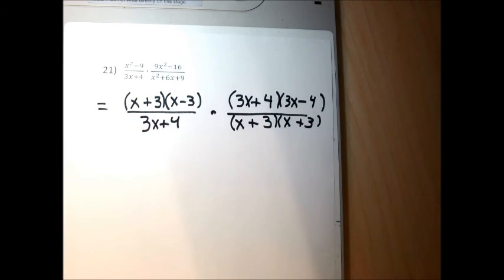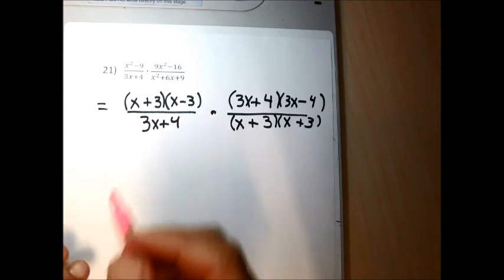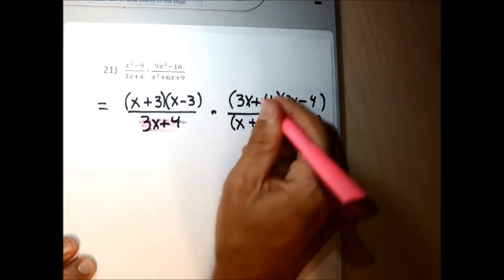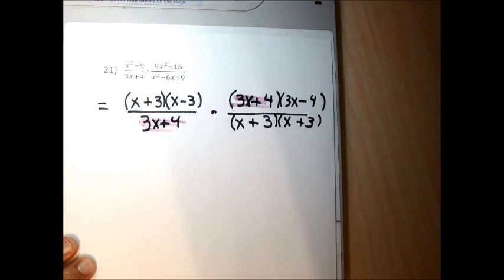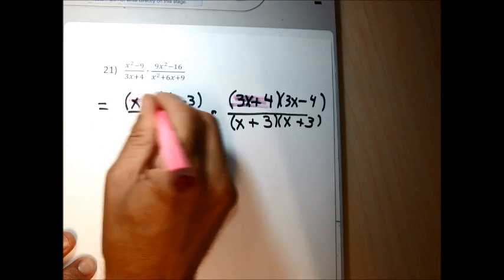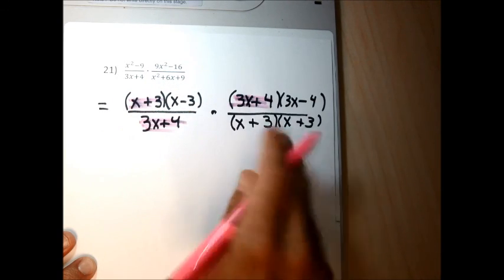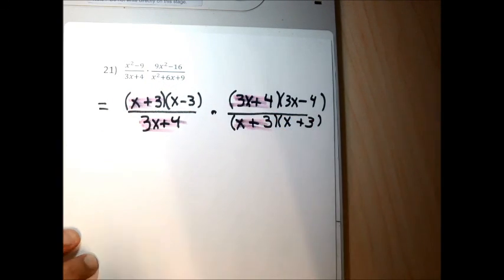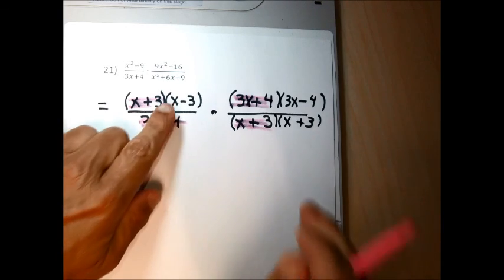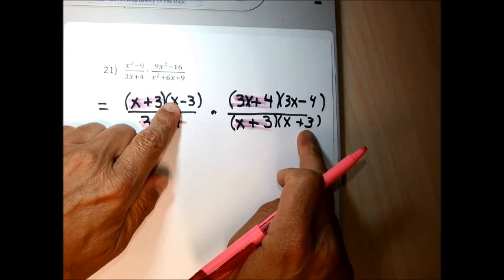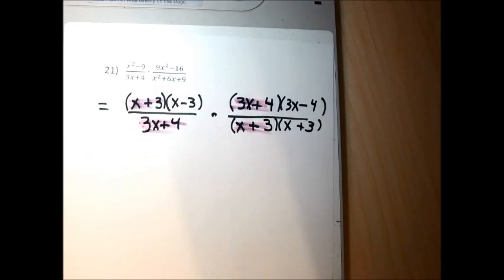So now I have the things factored, and I can cancel within the same fraction or between fractions, as long as I go top to bottom. So this 3x plus 4 and that 3x plus 4 will cancel. This x plus 3 will cancel, but it'll only cancel one of those x plus 3's out. And nothing else will cancel. An x plus 3 can't cancel an x minus 3, nor can it cancel a 3x minus 4.